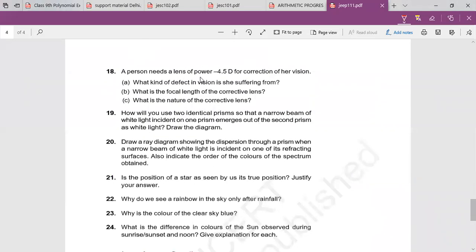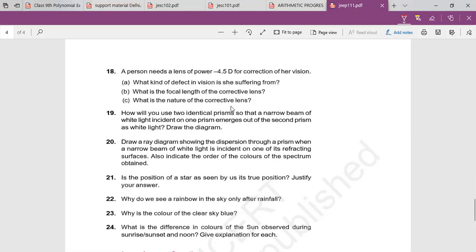A person needs a lens of power minus 4.5 diopter for correction of her vision. What kind of defect in vision is she suffering from? Myopia. Minus 4.5 itself tells us a concave lens is used, and a concave lens is used for correction of myopia. What is the focal length of the corrective lens? This is the power, so find the focal length: 1 by minus 4.5, that is minus 2 by 9, about minus 0.2.